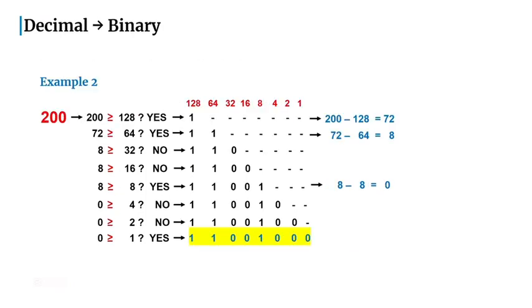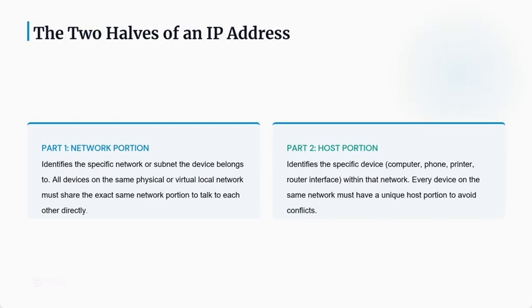Let's run through one more conversion using the number 200. 200 is greater than or equal to 128, so we write a 1 and subtract it, leaving 72. 72 is greater than 64, so we write another 1, leaving us with 8. Since 8 is smaller than 32 and 16, we write zeros for those slots. However, 8 is exactly equal to our next bit value of 8, so we write a 1. With our remainder now at 0, the remaining slots for 4, 2, and 1 all become zeros. This gives us a final binary value of 110010000.